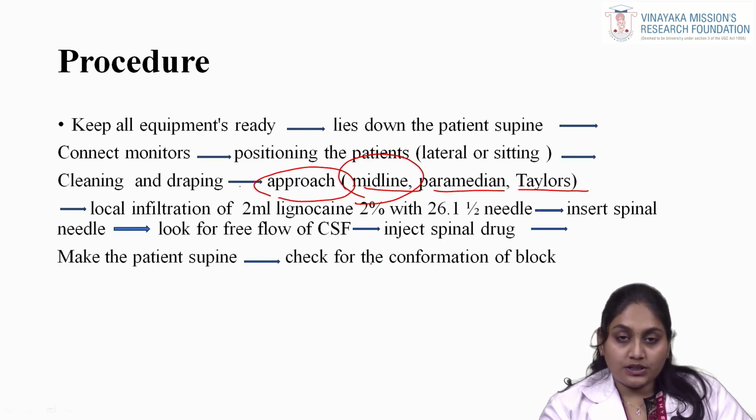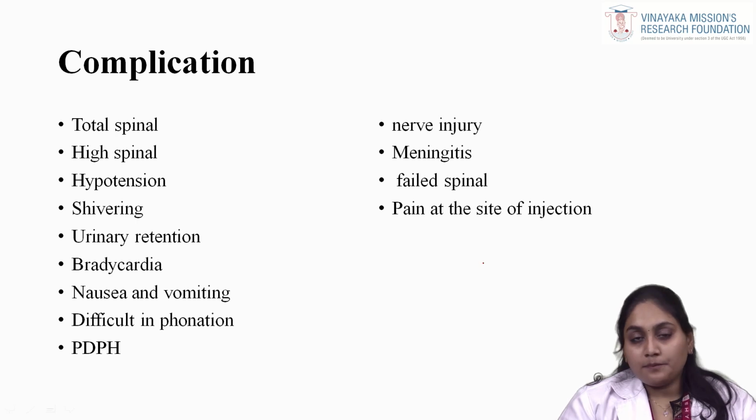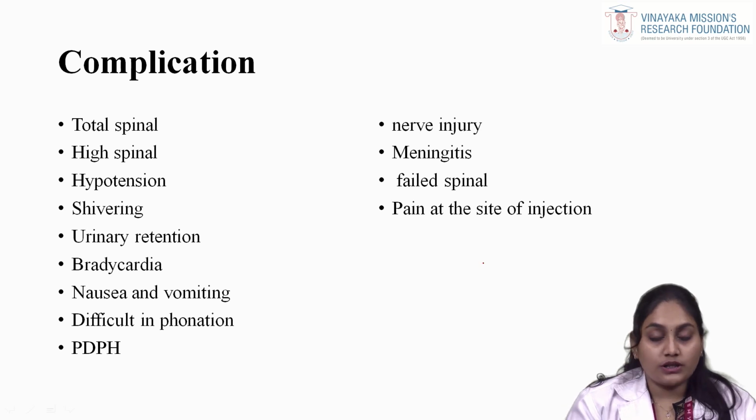After that, the procedure. We have 2 positions, lateral and sitting. Lateral position is an accurate position, but it is technically a little difficult. Sitting position is technically a little easier, but it is not an accurate position. After that, the approaches: midline, paramedian and Taylor's approach. After that, confirmation. How will we confirm the spinal space? By looking for the free flow of CSF. Then complications. The most common complications are PDPH, shivering and urinary retention. High spinal and total spinal are severe, but rare. Nausea and vomiting are also common complications in spinal anesthesia.